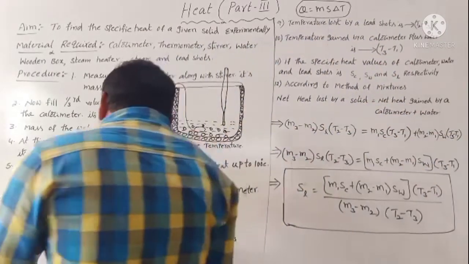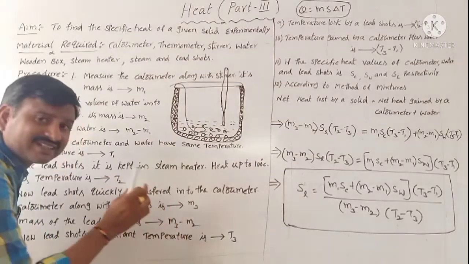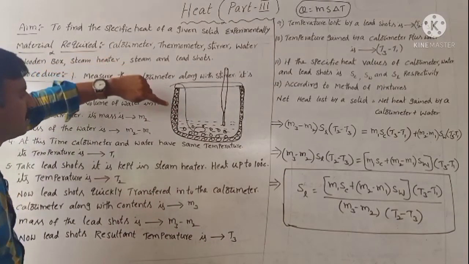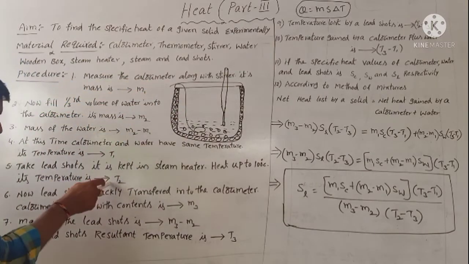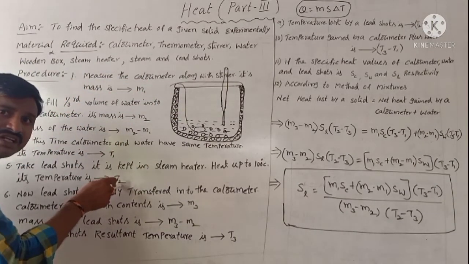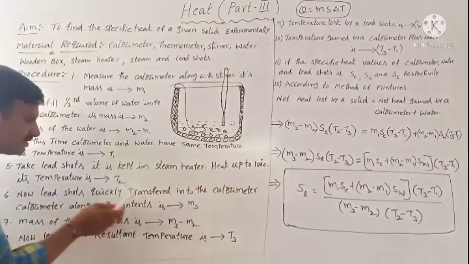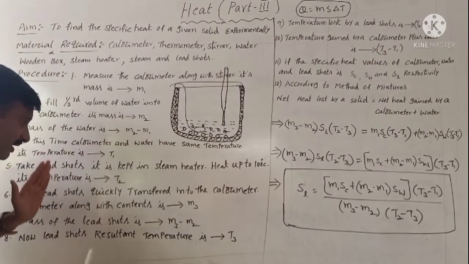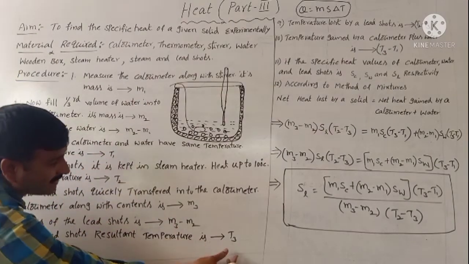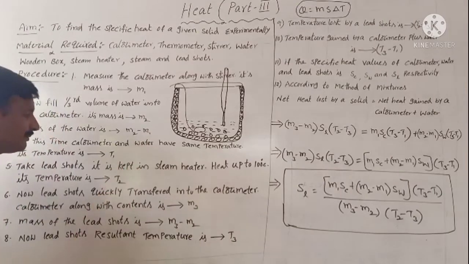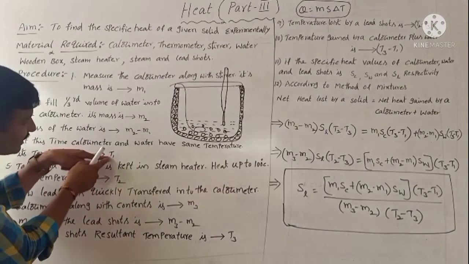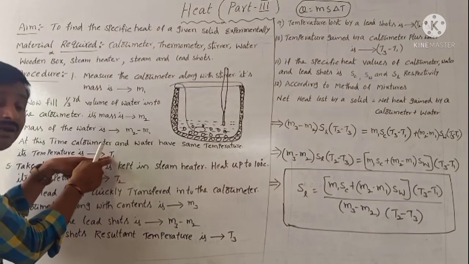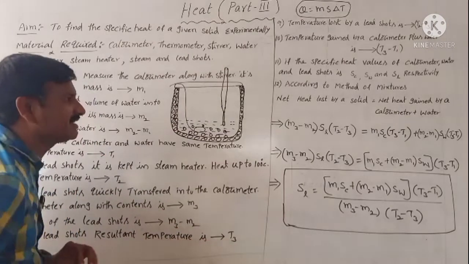After that, the lead shots reach a resultant temperature. What is the resultant temperature? Before mixing, the water temperature is T1, the low temperature. The lead shots temperature is T2, which is 100 degrees Celsius. So it is the maximum temperature, and T1 is the minimum temperature. When both are mixed, the resultant temperature is T3. So the resultant temperature lies between T1 and T2, the high and the low temperature. So the resultant temperature is T3.